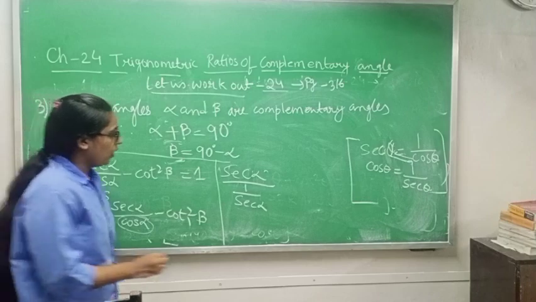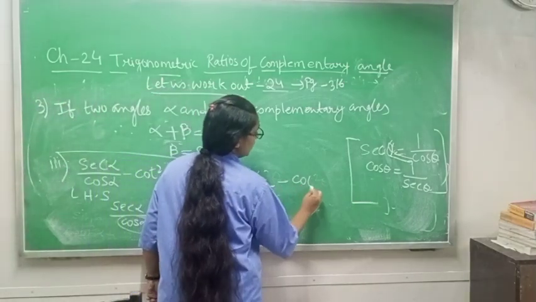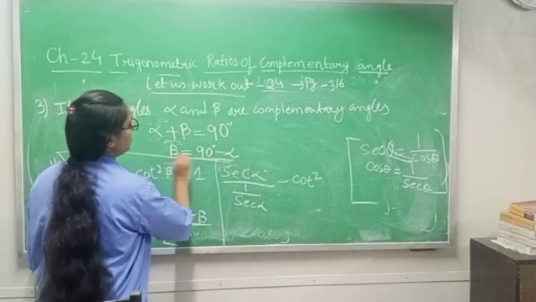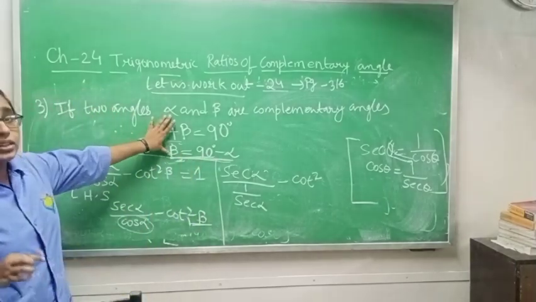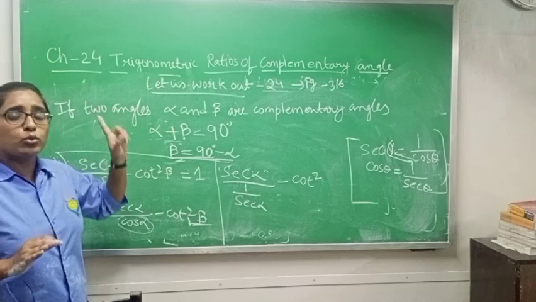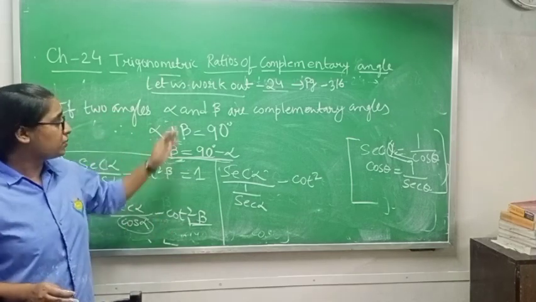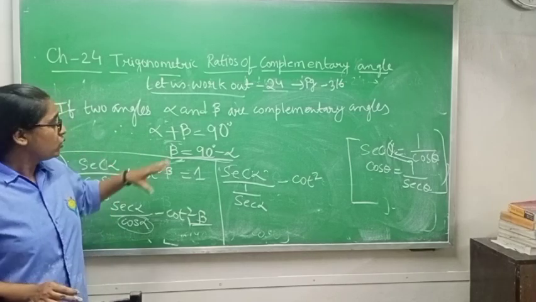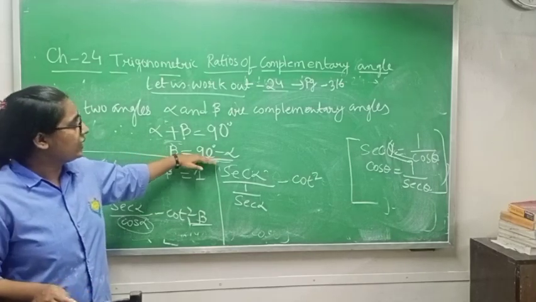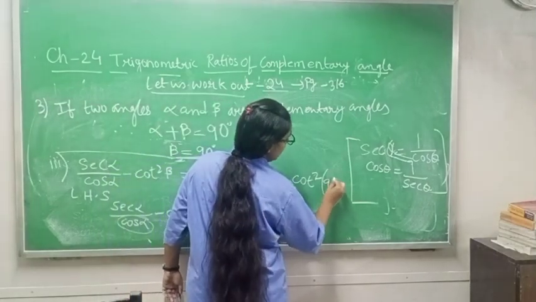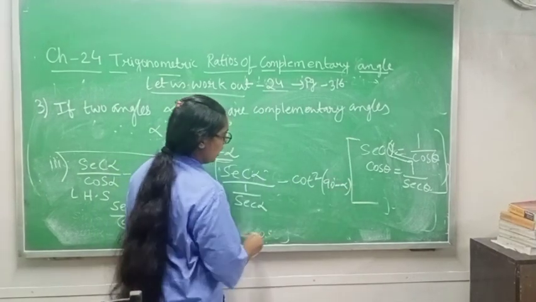Now minus cot square. In place of beta we will use the same thing. This one is common for Roman 1 also, for 2 also and for 3 also. This part is common. So in place of beta what can I write? 90 minus alpha. So I will write 90 degree minus alpha.